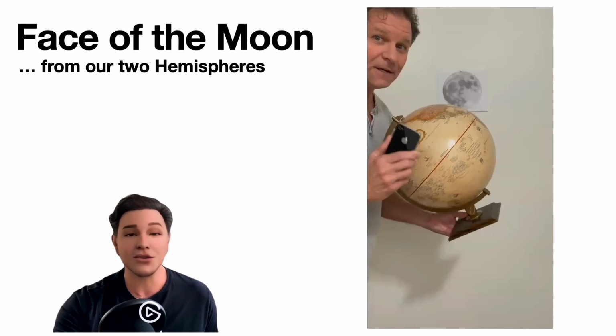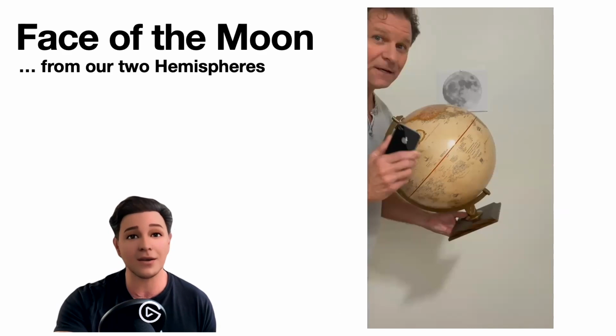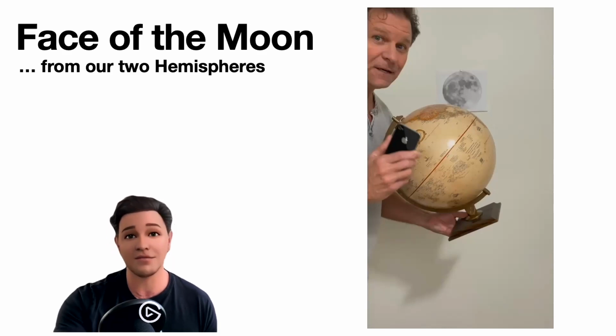So there you have it. Just using what we see with our own eyes looking at the moon, you can prove that we are on a sphere and not a flat Earth. There's no flat Earth model that can explain how we see the moon. Game over for flat Earthers using the face of the moon.